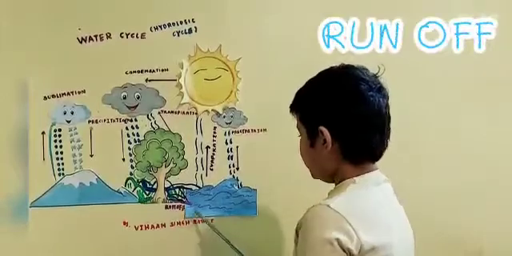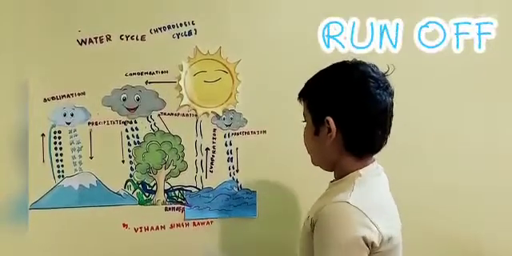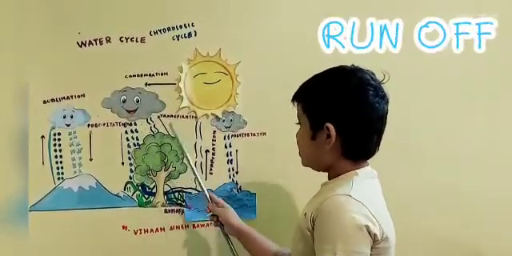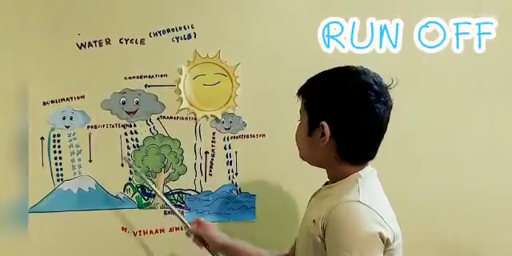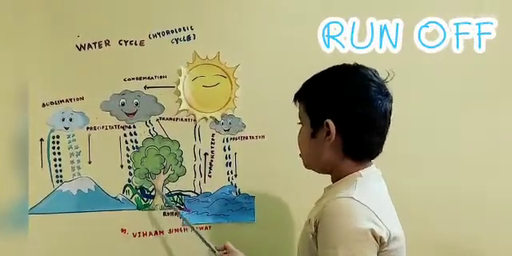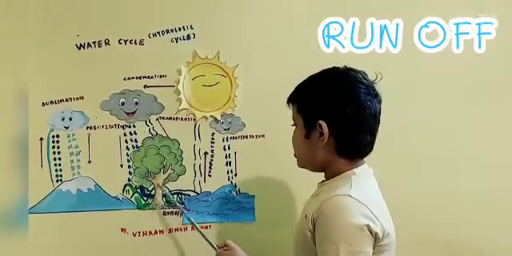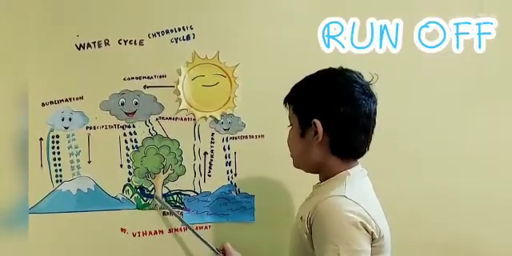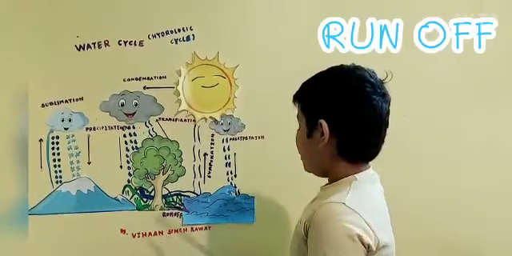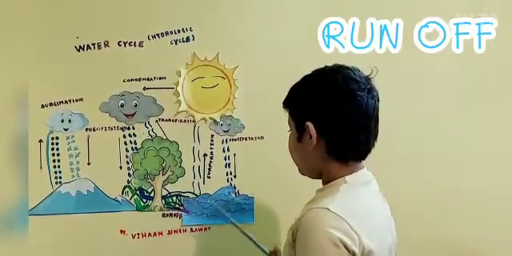Let's check what is runoff. Now we know that water droplets fall on the ground, precipitated on the ground, and then that rainwater combines to form channels and then rivers and then ends up ultimately in seas.